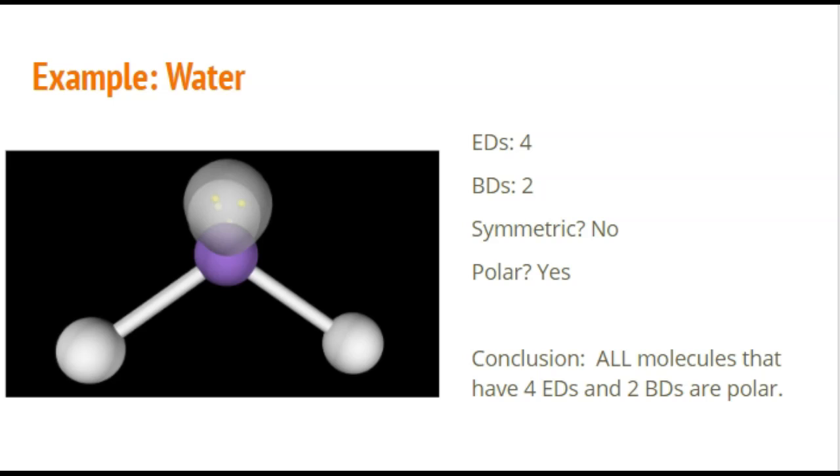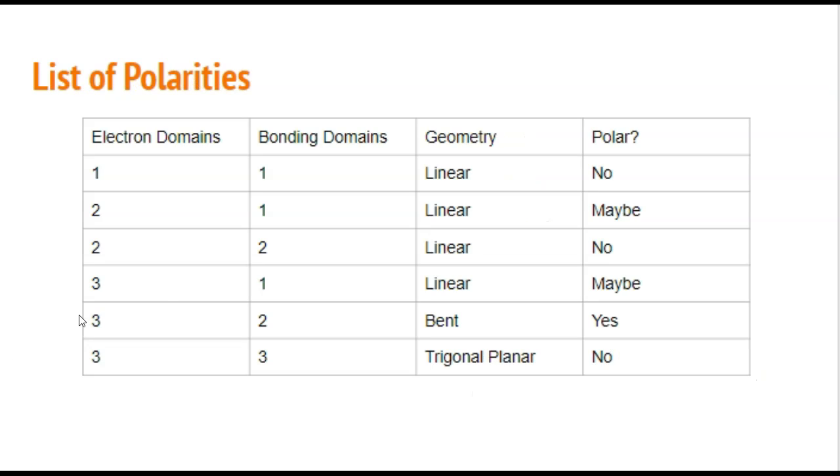That's what this video is going to do. It's going to go down through and give you the polarities of all of the electron and bonding domain combinations. Here's the first one. There's 1 electron domain and 1 bonding domain, and is that polar? No. The reason for that is that this is always just one compound, and that's always going to be hydrogen. Hydrogen is the only compound with 1 bonding domain and 1 electron domain.